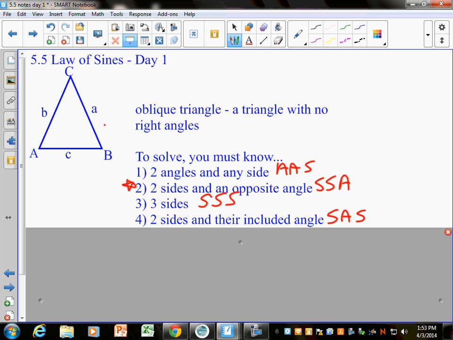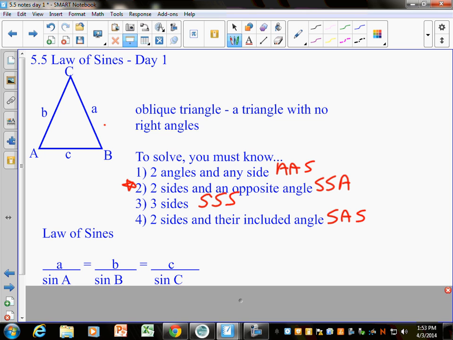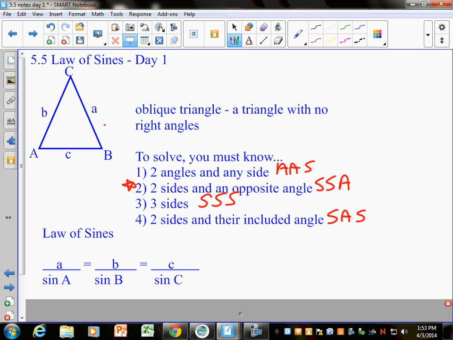But the law of sines is basically just this proportion saying that you can relate the sine of an angle with its side comparing to the other one. So here you go. Here's the law of sines. So that's it. That one thing there.